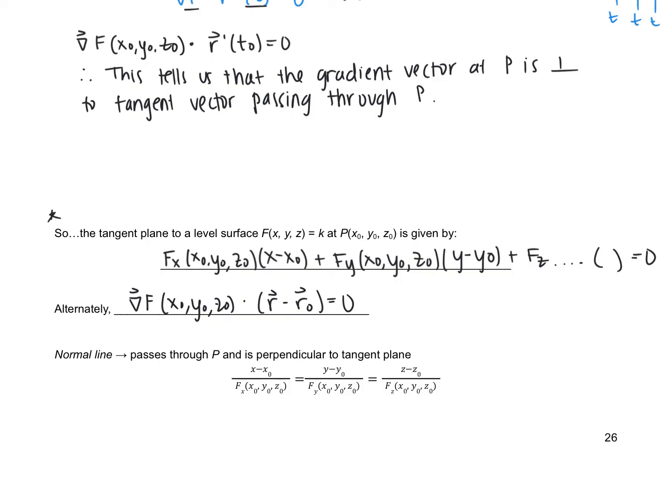The other thing that goes along with it is a normal line. Our normal line is going to pass through that point and is perpendicular to the tangent plane. And this is how it's found. Similar idea to what you did above. Those are symmetric equations.